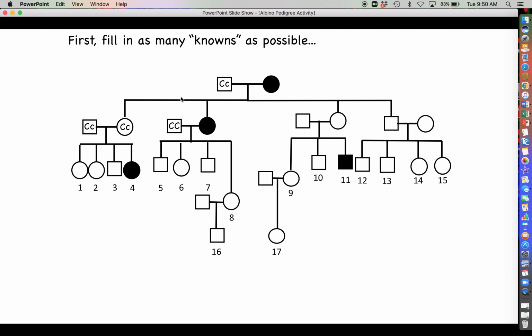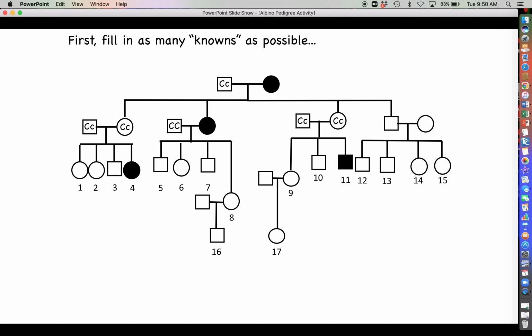The reason why we're definitively calling this man capital C capital C is because of that statement we made on the previous slide: unless you have evidence to the contrary, and that evidence would be if they had an albino child. If they did have an albino child, we would call him a heterozygote, but since we do not have that evidence, we are instructed to assume he is homozygous dominant.